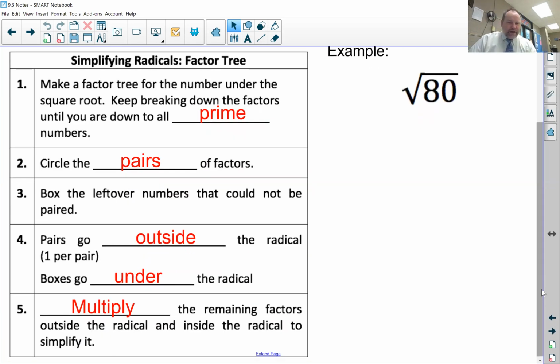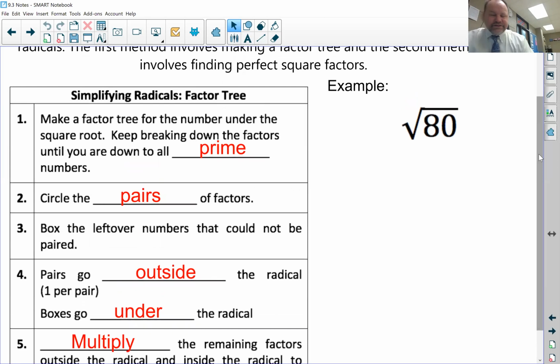And then you multiply the factors outside the radical and inside the radical to simplify your expression. So you'll multiply together all the numbers that are outside. That'll give you the number that goes outside the radical. Then you'll multiply all the numbers inside to give you the number that goes inside the radical. Again, one of those things, I think seeing an example will make it much easier than trying to figure it out from just being told what you're doing.